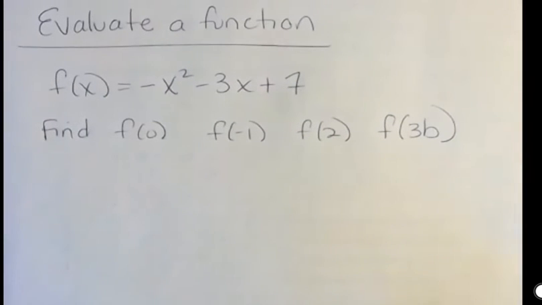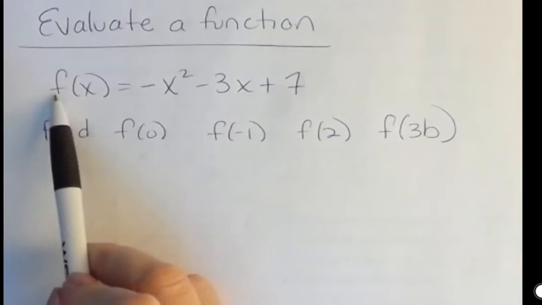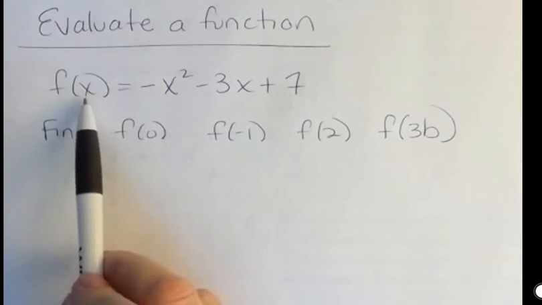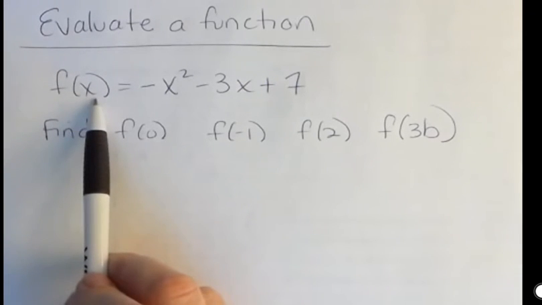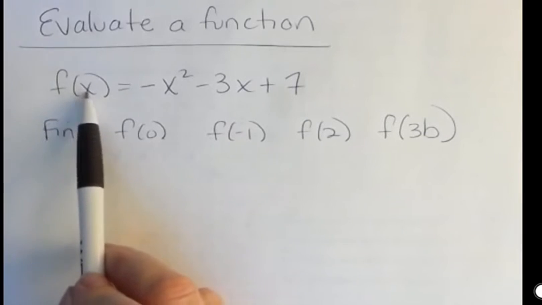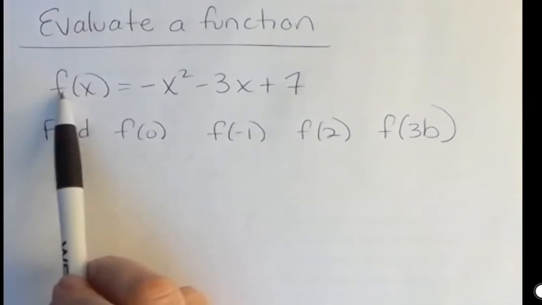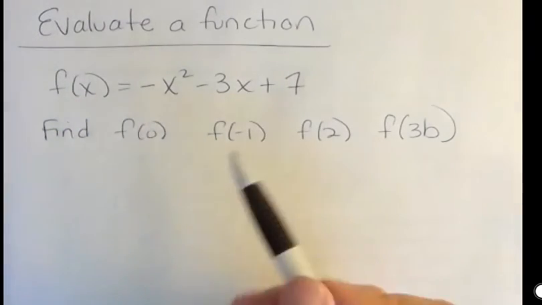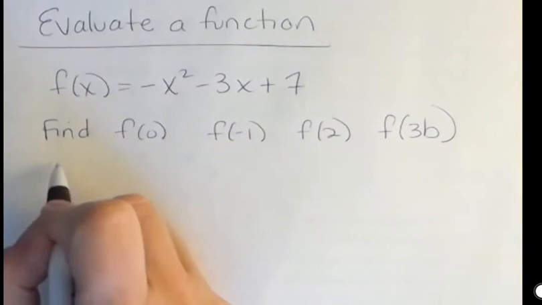So when you have a function like this, f of x, f of x means I have my function name, which I'm calling f, and I have the variable declared that I'm going to use in my function. So this is f of x. It's read as f of x. It doesn't mean multiply. It just means a function that contains x. And there's my polynomial function. And I'm asking you to find f of 0.